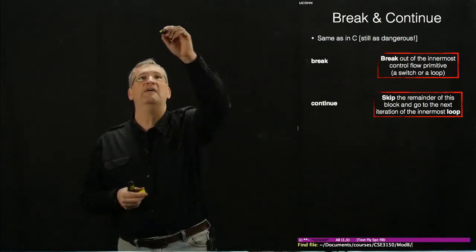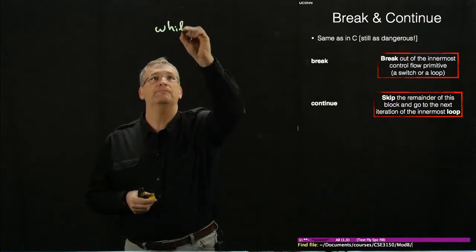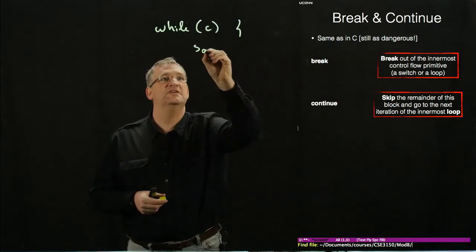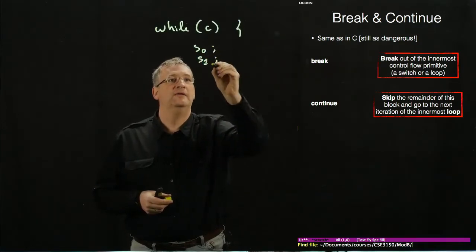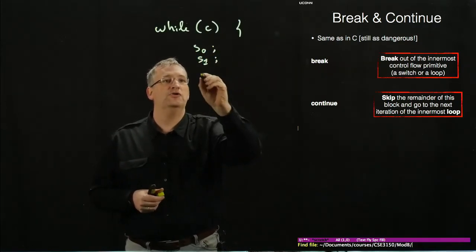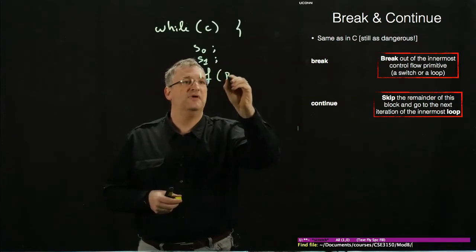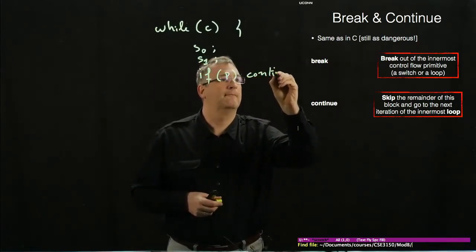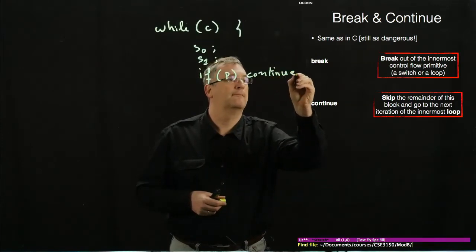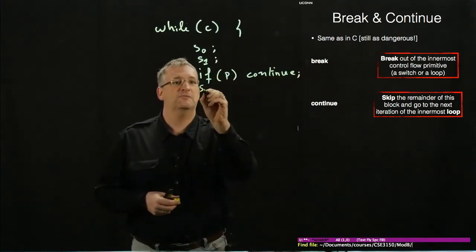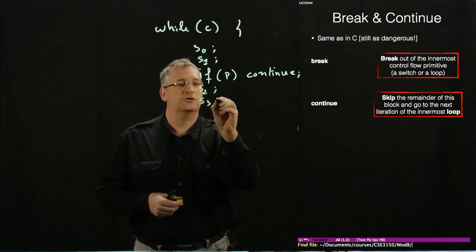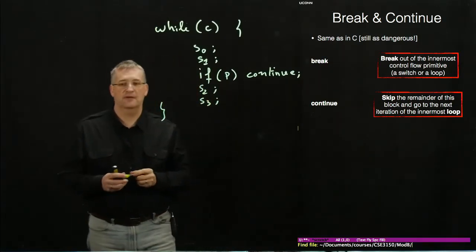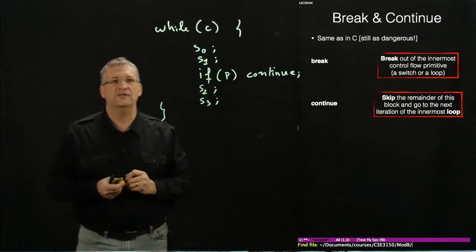So let's say that you have while some condition, and then you have statement 0, statement 1, and then at this point you have if some predicate P is true, you continue. And then you have statement 2, and statement 3. And we close the loop. What's happening when you have that? Well, think of the control flow in this case.